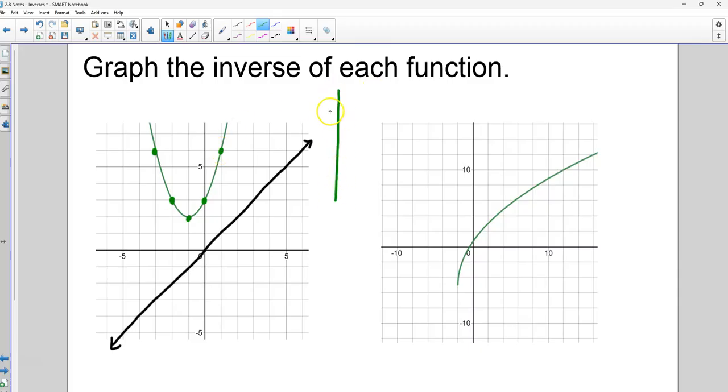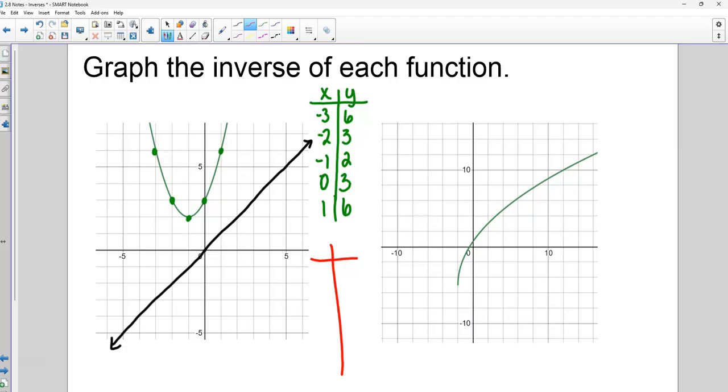I'm going to make myself a little table. X, Y. And then I've got the point negative 3, 6. I've got the point negative 2, 3. I've got negative 1, 2. I've got 0, 3. And I've got 1, 6. All right. If you want to graph the inverse, it's reflected over the line y equals x. To do that, you switch the x and y's.